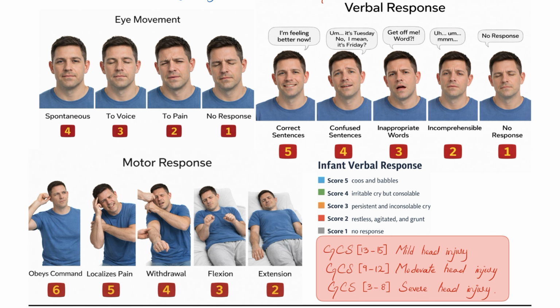So the lowest score in the Glasgow Coma Scale is 3 and the highest is 15. So if the GCS is 13 to 15, it is mild head injury, and if the GCS is 9 to 12, it is moderate head injury, and if the GCS is 3 to 8, it is severe head injury.